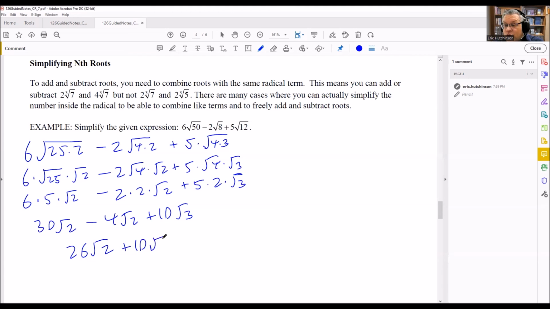And we have plus 10 square root of 3. Now these are ones where you wouldn't be able to add those together anymore because the numbers inside the radicals are not the same.